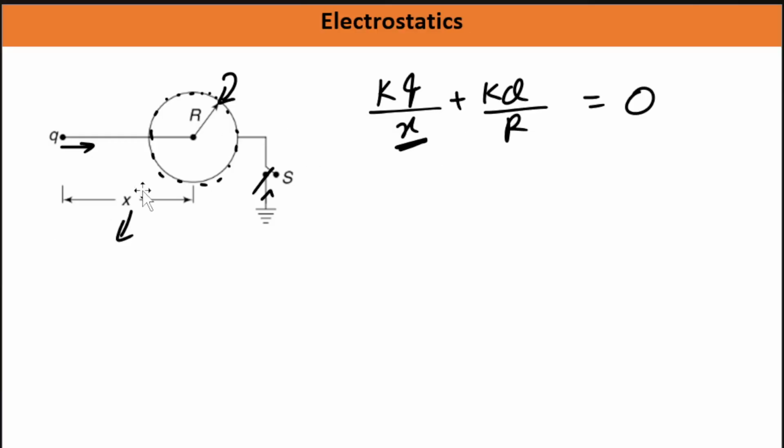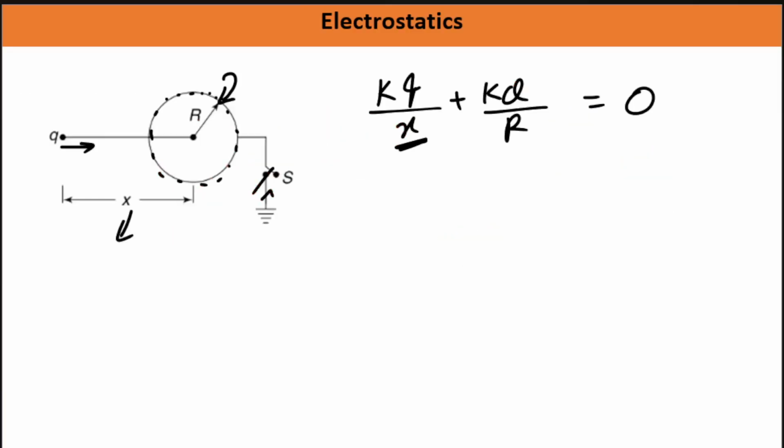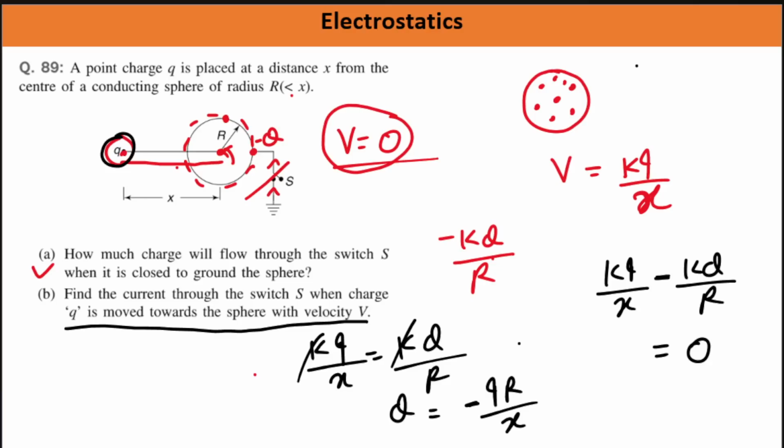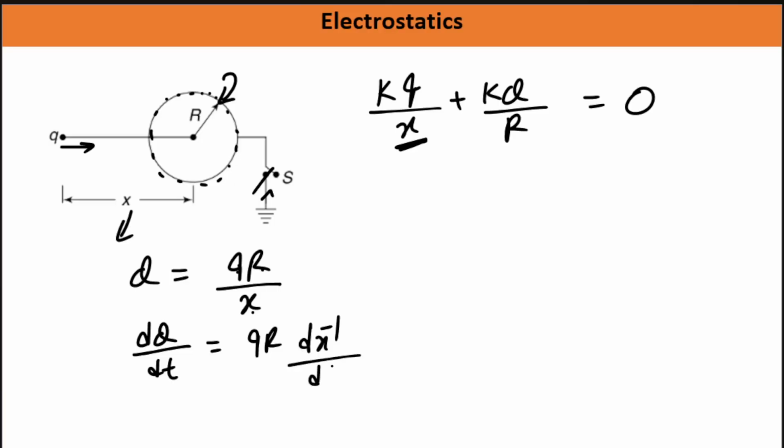Now see, how will you find the current? So how much current is flowing? Now see, you know the value of q. What is the value of q? Minus qR by x. So taking the magnitude, q is equal to qR by x. So this is qR by x. Okay, so if you want to find the current, what you will be doing is dq by dt. So this is equal to qR, this q and this R are constant, right? x is variable, so d of 1 by x by dt.